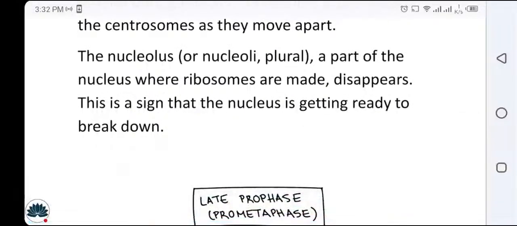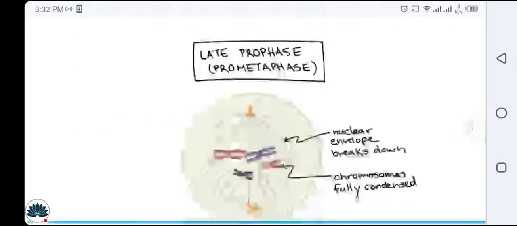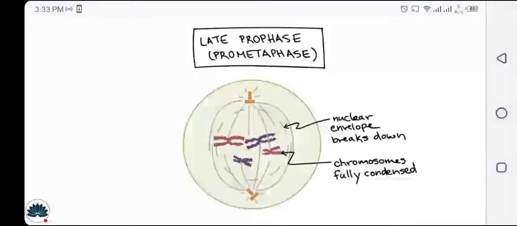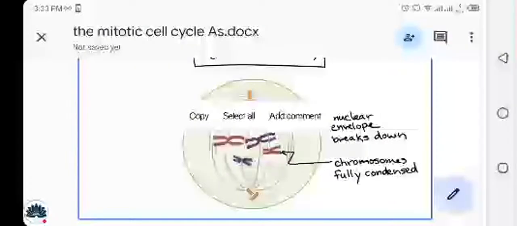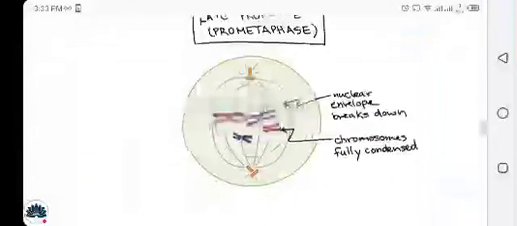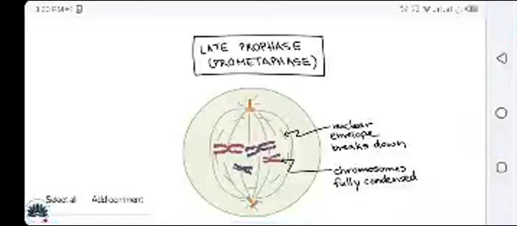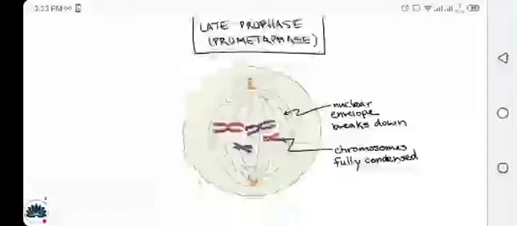The nucleolus, a part of the nucleus where ribosomes are made, disappears. This is the sign that the nucleus is getting ready to break down. And this is the late prophase or prometaphase. You can observe that the centrosomes are at the sides of the opposite poles, forming the microtubules, and here's the nuclear envelope, which breaks down. So the nuclear envelope basically breaks down, which you can now see from this green line. The chromosomes are fully condensed, which are now visible.